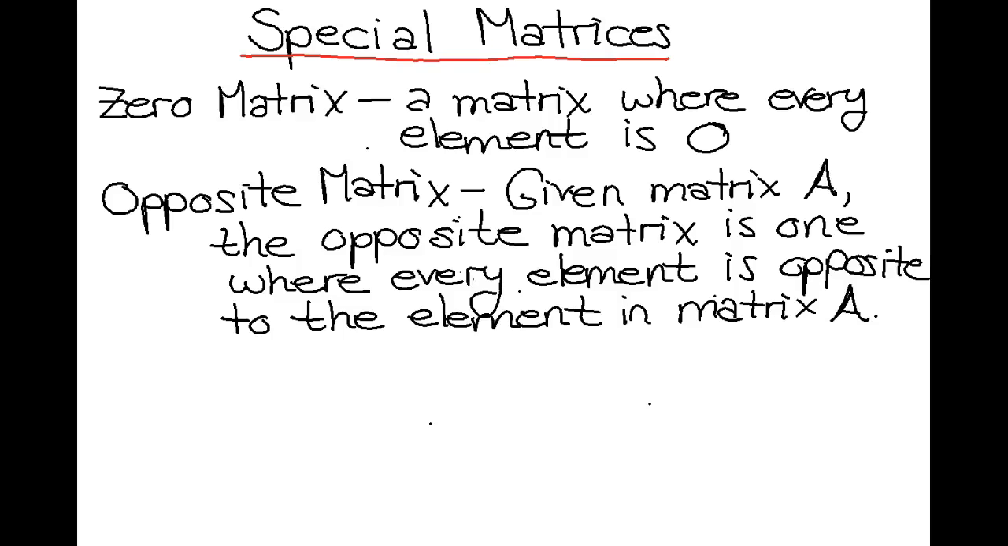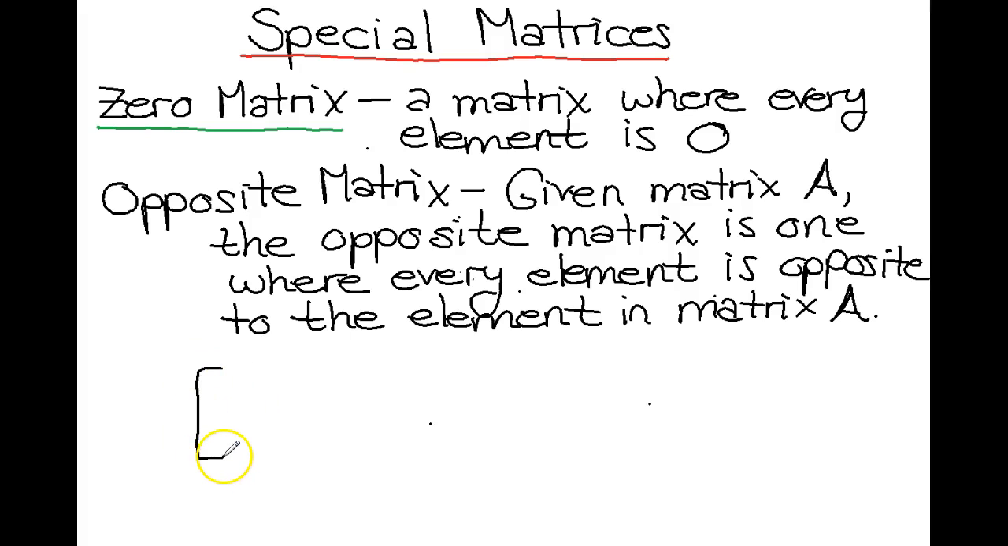Before we move on to solving matrix equations that involve adding, subtracting, and scalar multiplication, I would like to talk about two special matrices that you may run across when you're adding or subtracting. The first one is the zero matrix. The zero matrix is a matrix where every element in the matrix is zero.